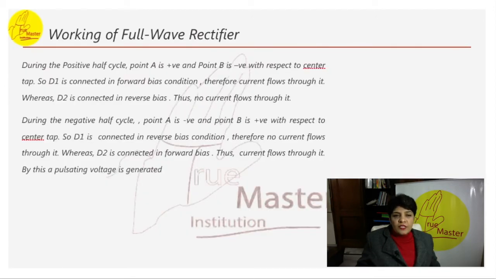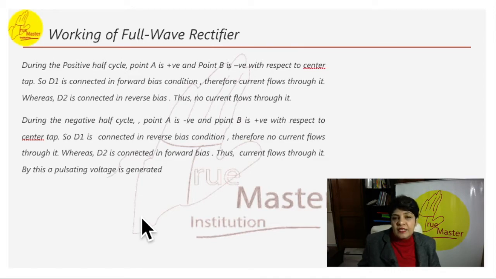So during the positive half, point A is positive and point B is negative with respect to the center tap. So D1 is connected in forward bias condition, therefore current flows through it, whereas D2 is connected in reverse bias, thus no current flows through it. During the negative half cycle, point A is negative and point B is positive with respect to the center tap. So D1 is connected in reverse bias condition, therefore no current flows through it, whereas D2 is connected in forward bias, thus current flows through it.